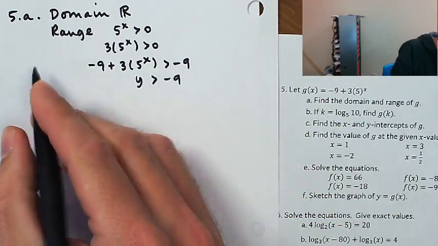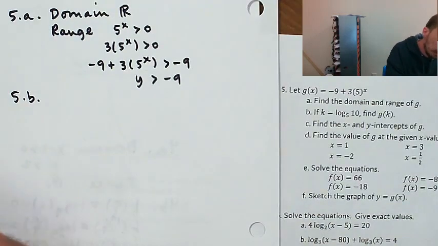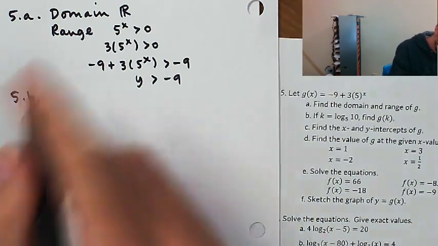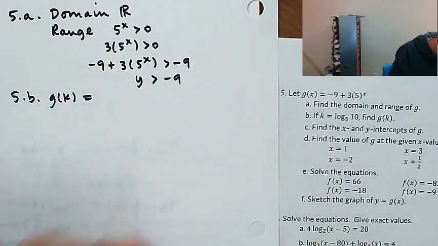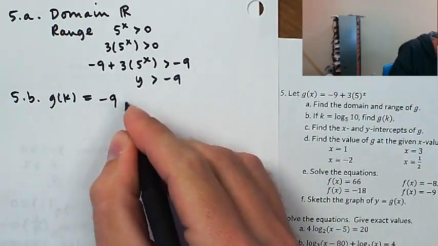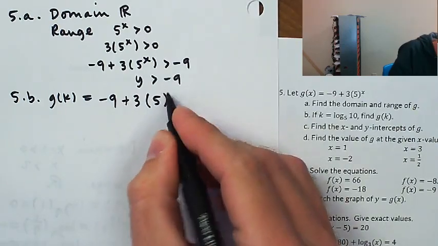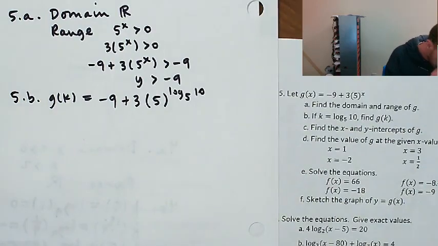For 5b, if k is log base 5 of 10, find g of k. All right, I can do that. g of k is equal to negative 9 plus 3 times 5 to the log base 5 of 10.